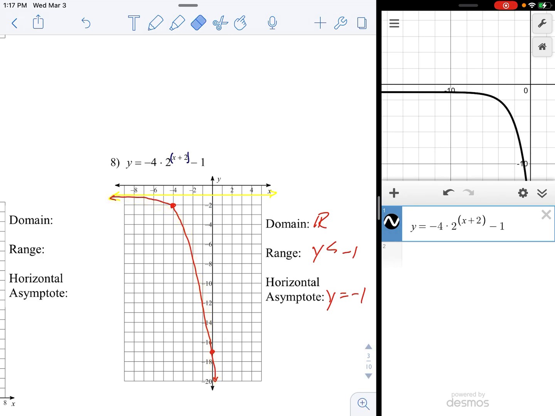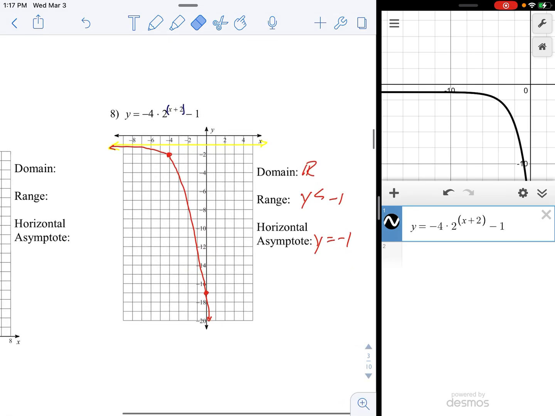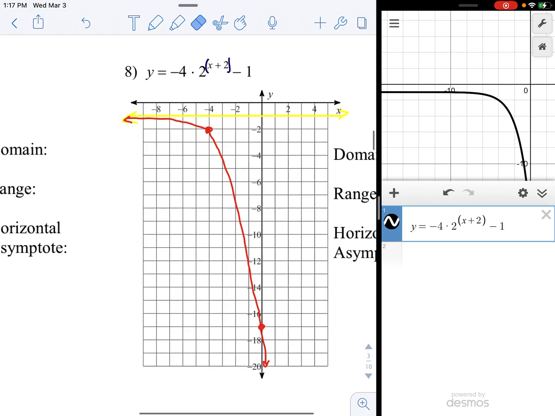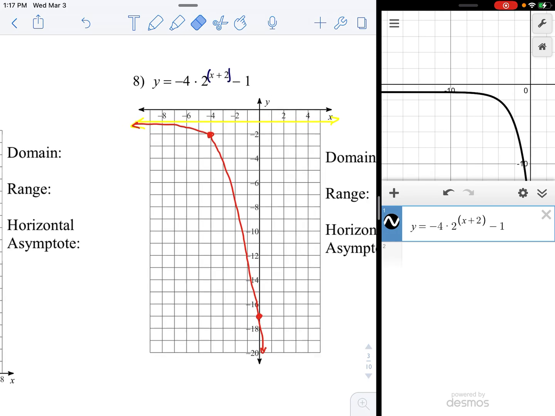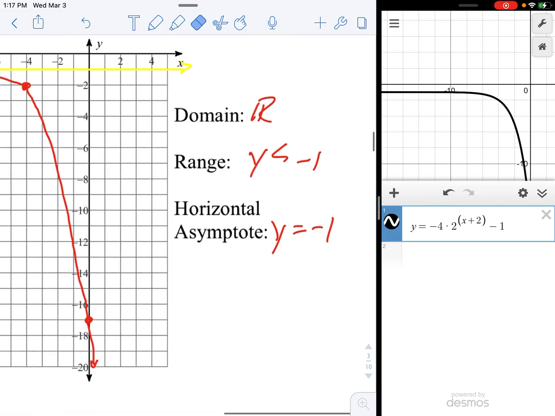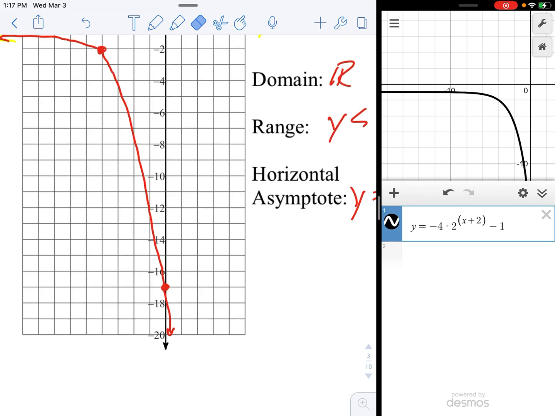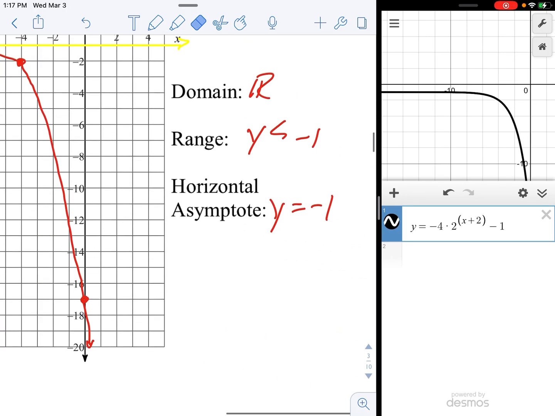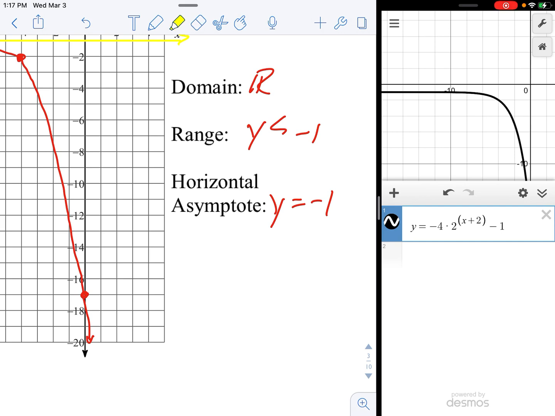So there we go. That's what we're looking for. Graph it on Desmos. Trace, or you can't trace, but draw the graph over here on the graph paper to the best of your ability. Domain is always all real numbers. Horizontal asymptote, you can tell that's where it levels off. And then the range is always y, and then it's going to be either greater than or less than the asymptote.